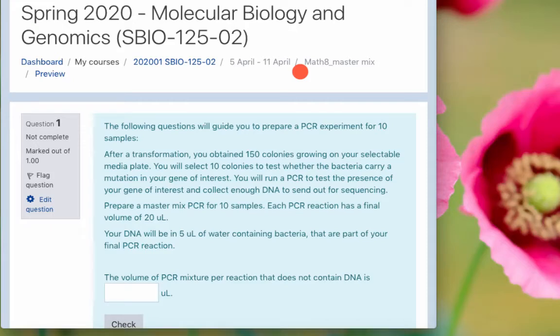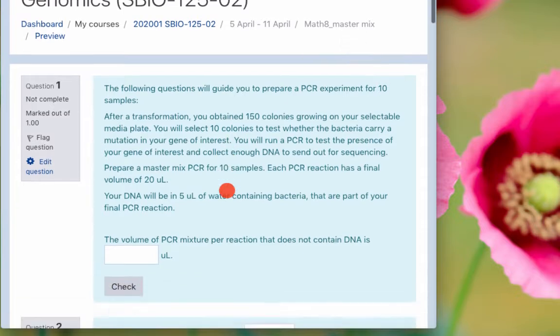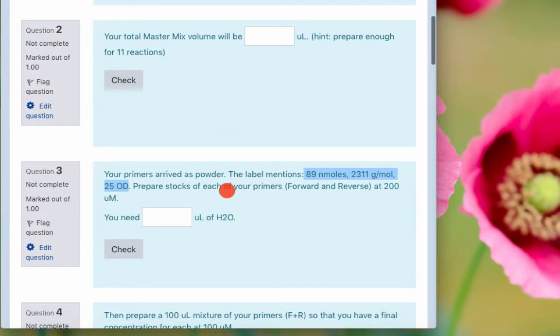Hi, Dr. Wang here. Today we're going to work on this math assignment called Master Mix. This is a rather complex calculation. Basically, we are doing all the calculation to assemble PCR reactions from scratch. So we're going to start with question number 3.